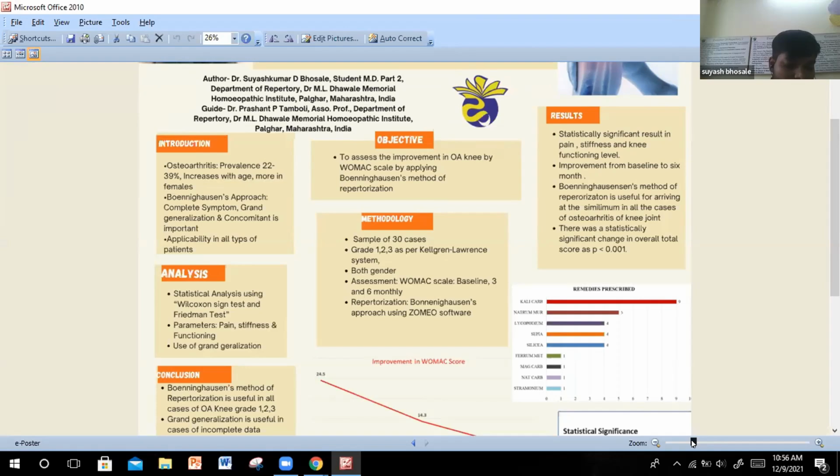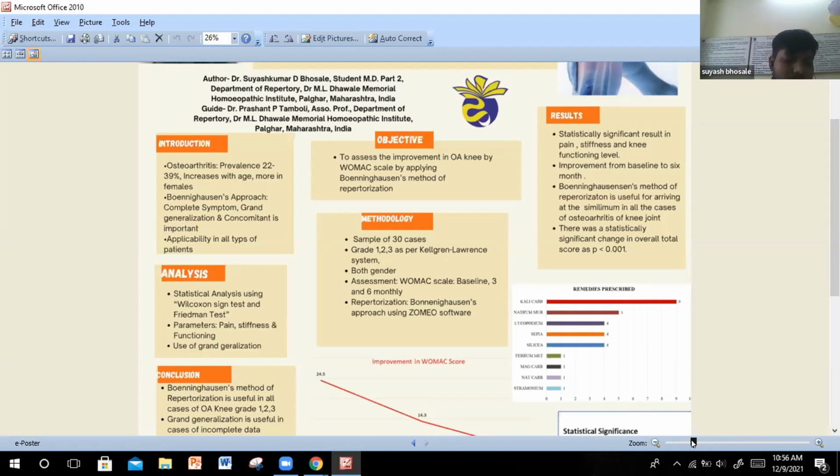Individualized follow-up responses were graded on the intensity of each complaint in the gradation from 1 to 3 using the WOMAC scale. The score at the baseline and after 6 months of treatment was calculated and the generated data was used for the analysis. The improvement was then assessed using a formula. The difference was calculated using the Wilcoxon sign test and Friedman test.